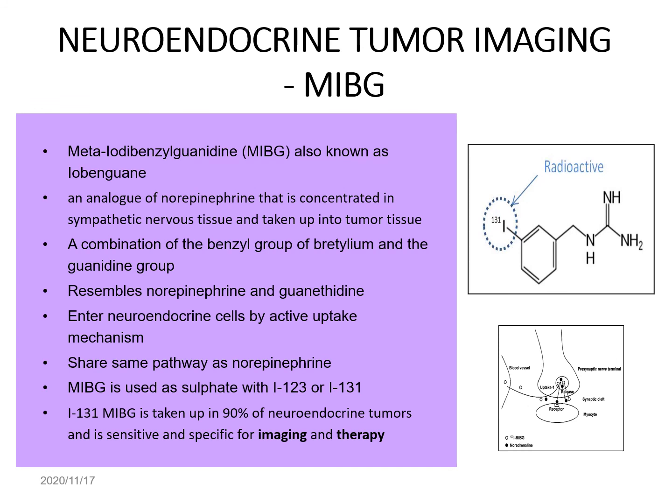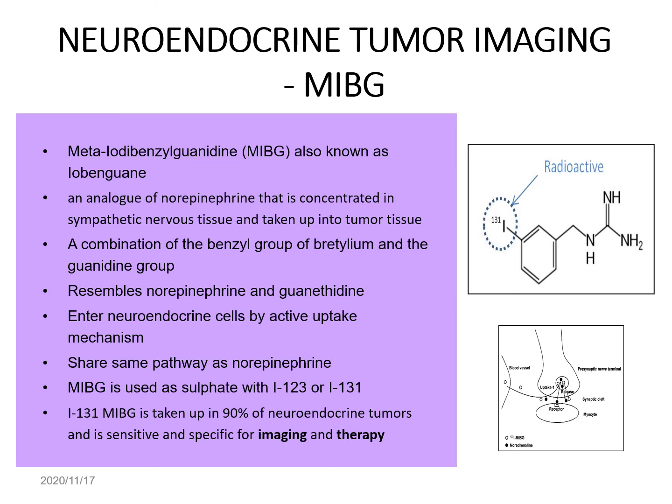So, what we have for neuroendocrine tumor imaging, we have MIBG at our nuclear medicine department. It is also known as iobenguane. It's an analog of norepinephrine that is concentrated in the sympathetic nervous tissue and taken up into the tumor tissue. A combination of the benzyl group of bretylium and the guanidine group, it resembles norepinephrine and guanethidine and is taken up by neuroendocrine cells by the active uptake mechanism. It shares the same pathway as norepinephrine.